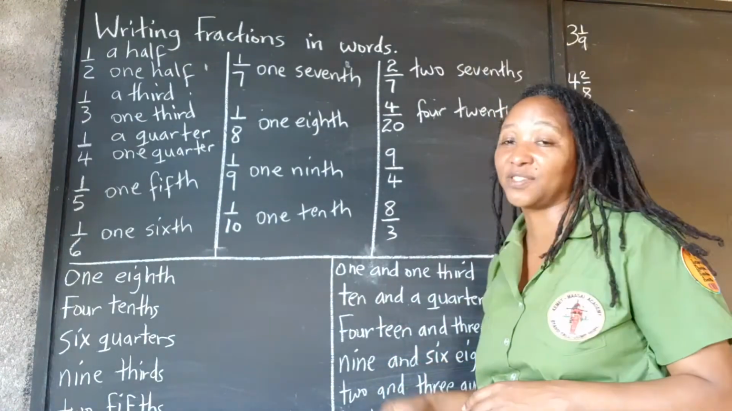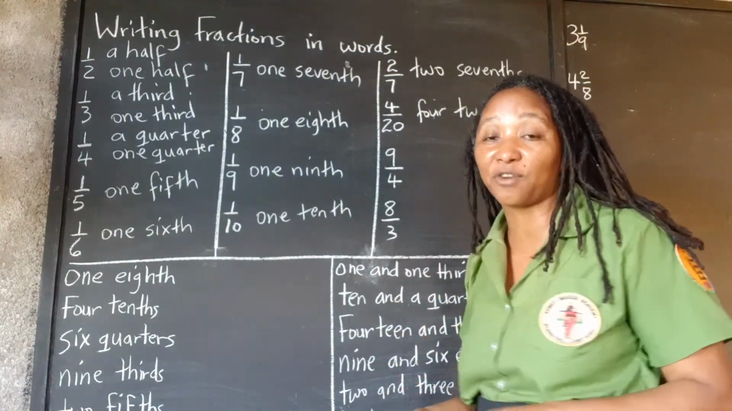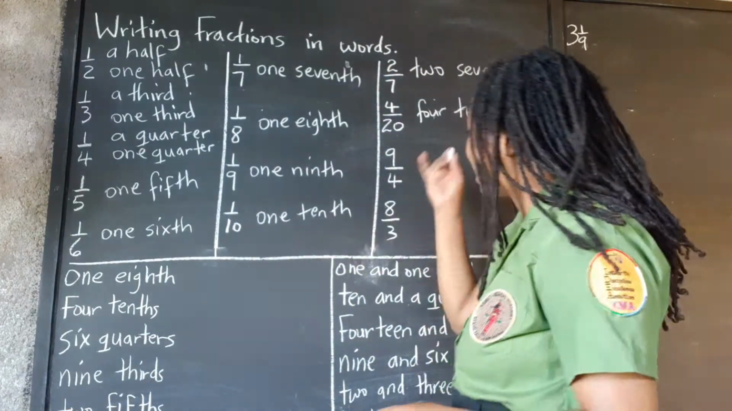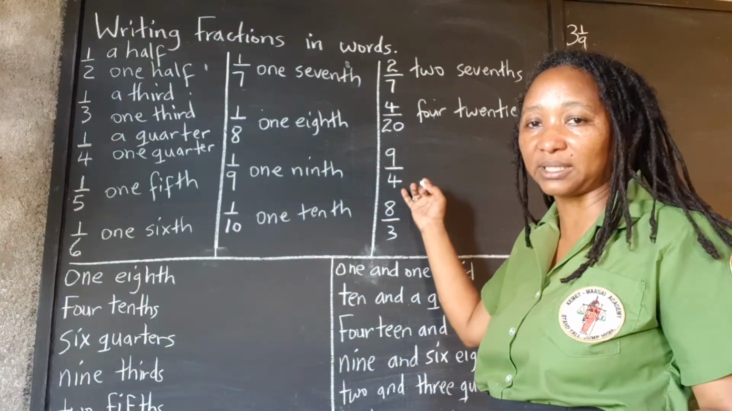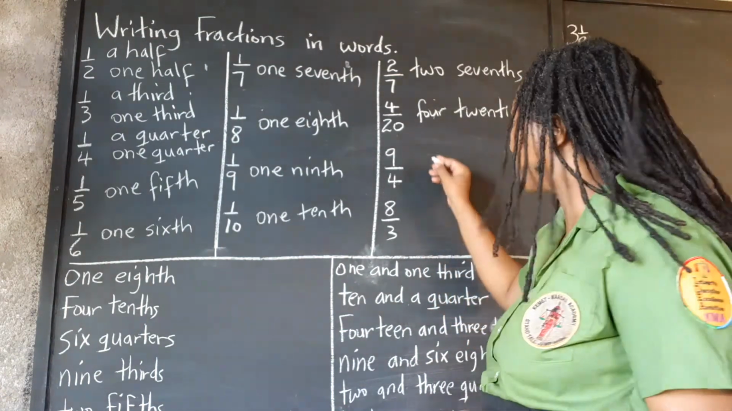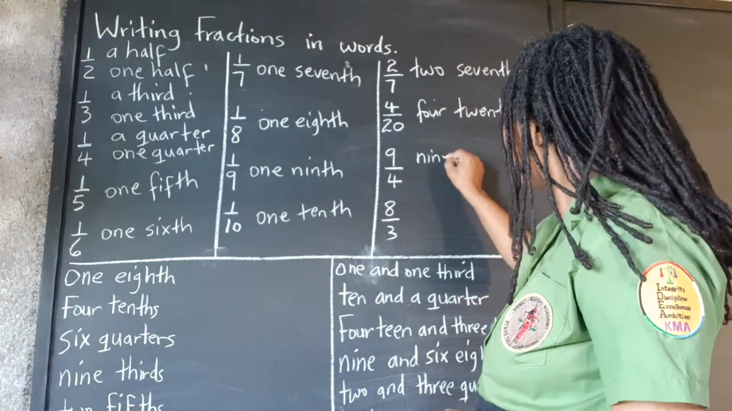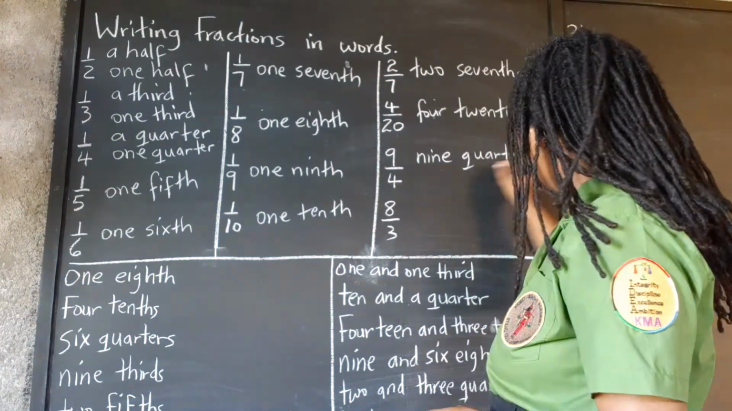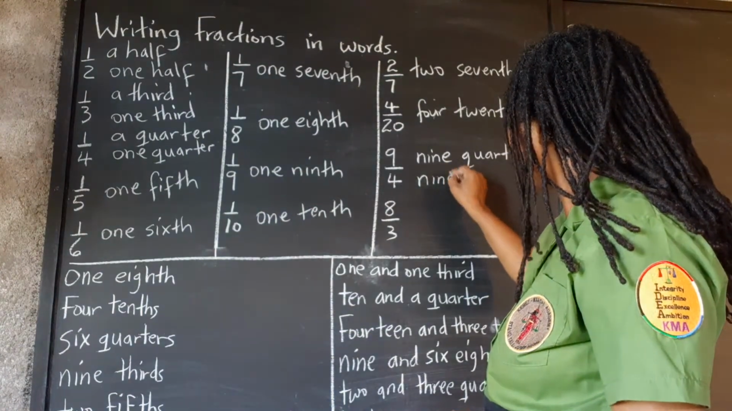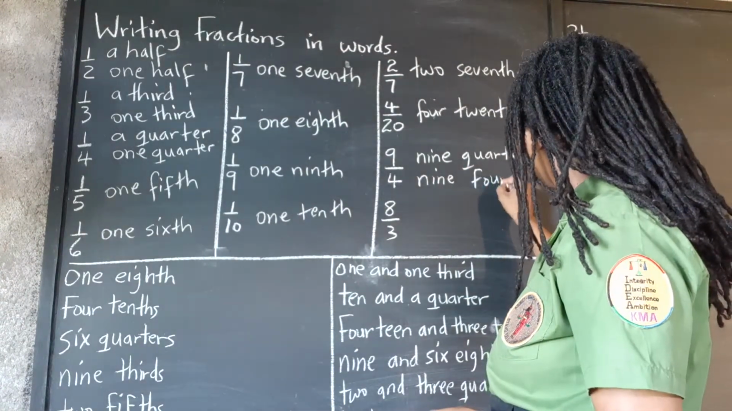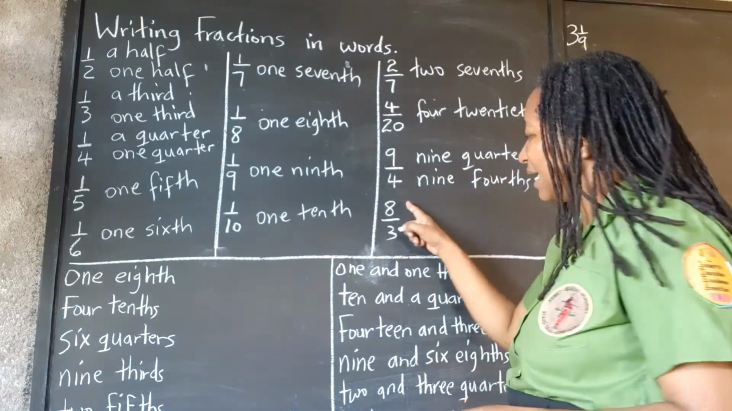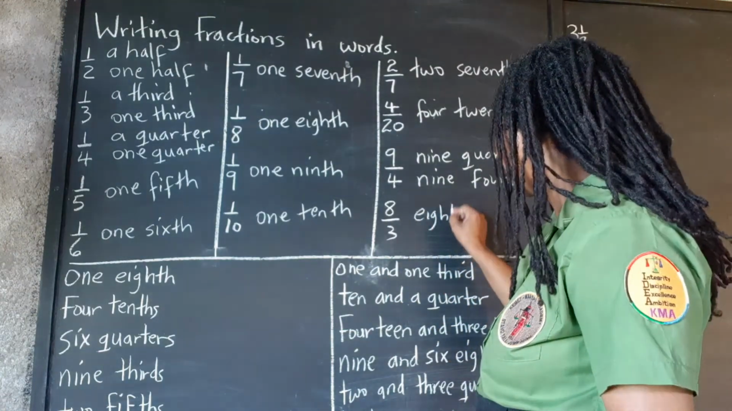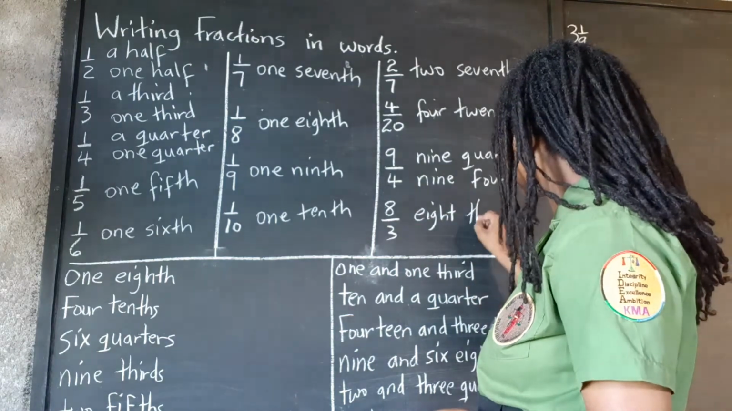And here we have some improper fractions. We can still write improper fractions in words. So this is 9/4, nine quarters or nine fourths. And 8/3. So 8 is the numerator and thirds.